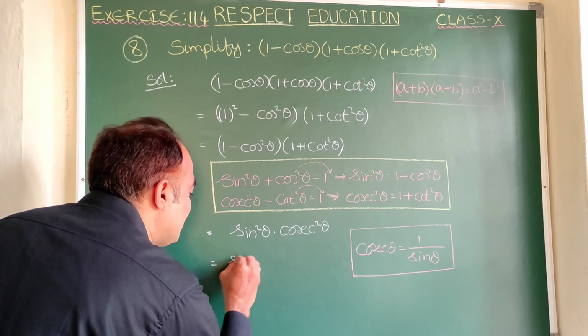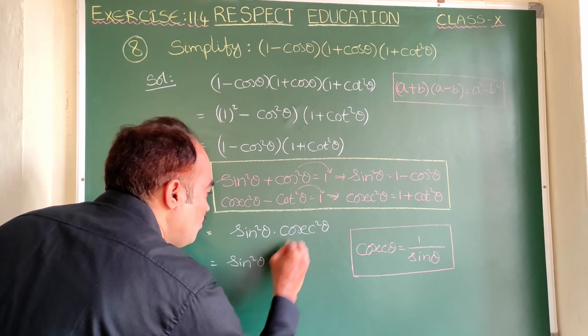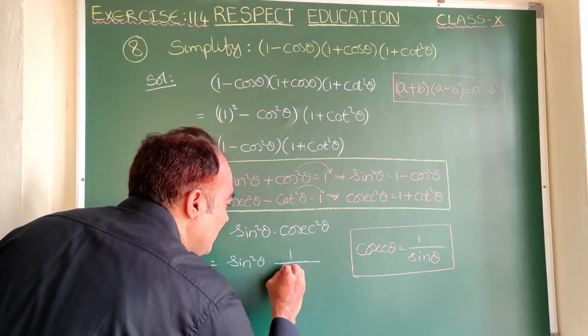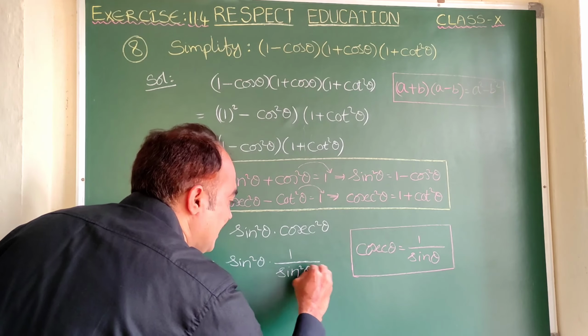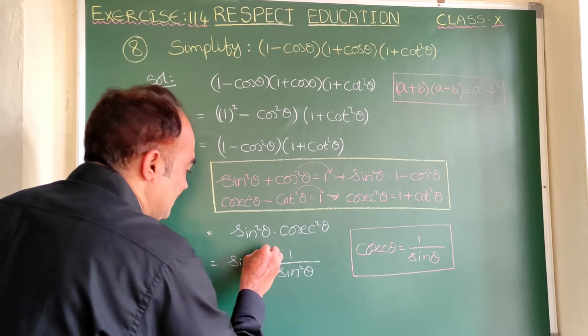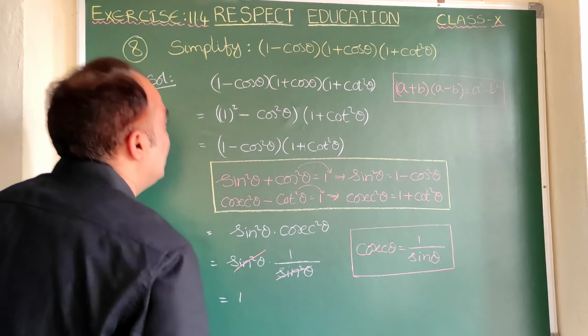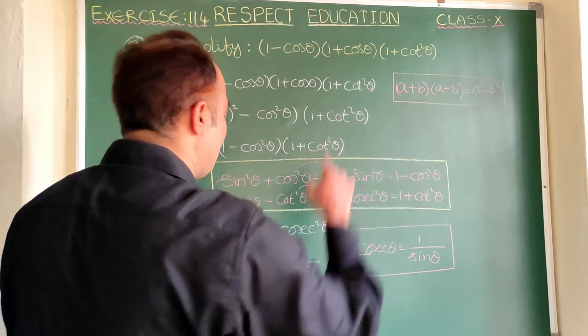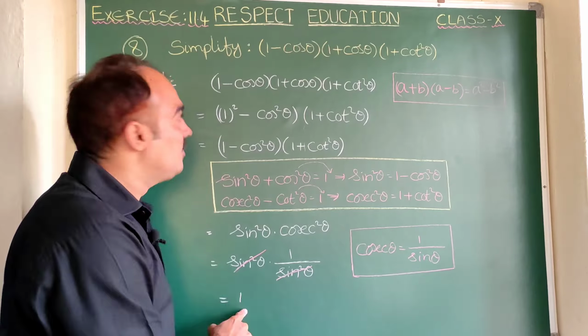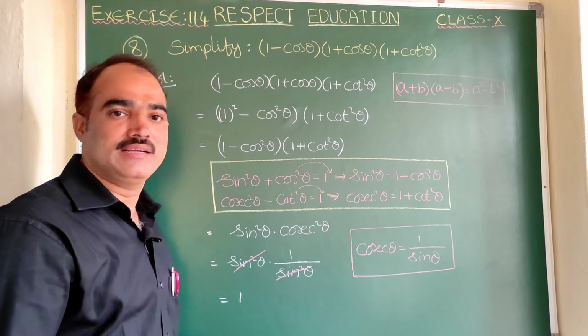So write this sin square theta as it is, into cosecant square theta, which is 1 by sin square theta. Is there any cancellation? Yes, sin square theta and sin square theta get cancelled. Now the answer is 1. Therefore, on simplifying the given expression, we get the answer 1. With this, problem number 8 gets completed.